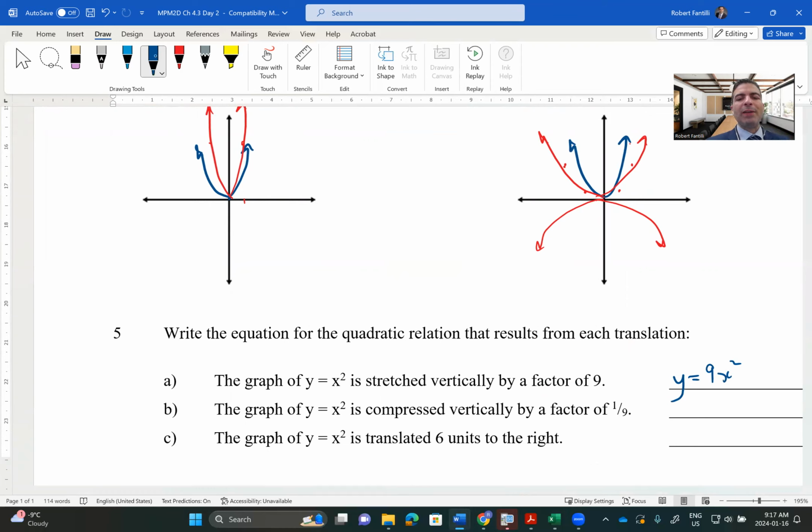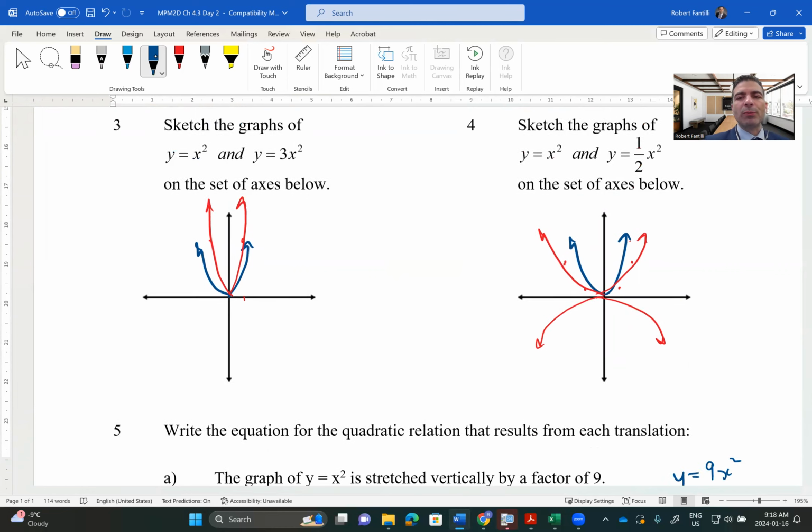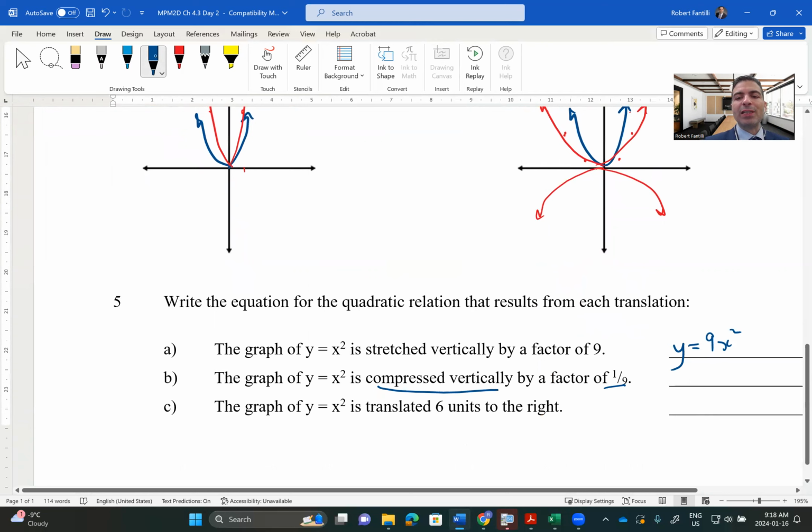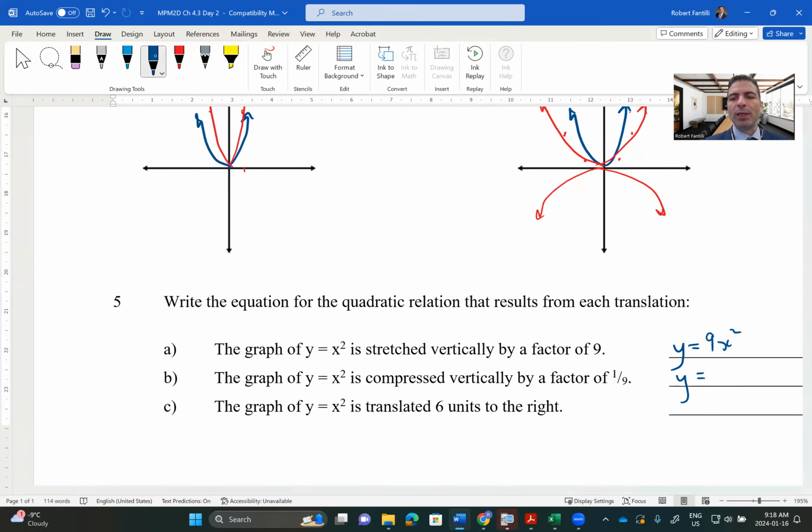And that's it. If it's compressed vertically by a factor of 1/9, well, this one here was compressed vertically by a factor of 1/2. So again, it's the A value that tells us the stretch or compression. So this is going to be y equals 1/9 x squared. Be careful to write your x squared in the middle with the division line. It's not down below. It's not 1 divided by 9x squared.